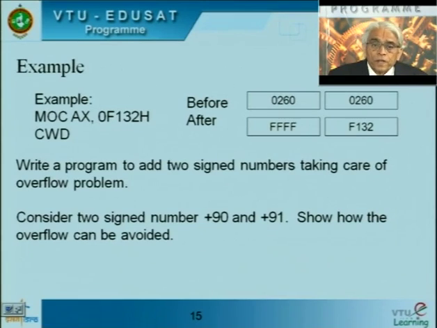Having said this, we are now in a position to understand that it is possible to use instructions that enable us to perform operations even on 8-bit numbers greater than plus 127. Now, here is a small example. Write a program to add 2 signed numbers, plus 90 and plus 91, both hexa numbers, taking care of the overflow problem, and show how the overflow can be avoided.